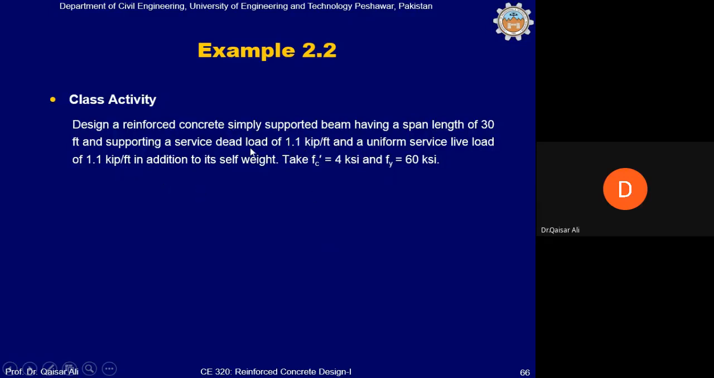So these dead loads and live loads have to be multiplied by 1.2 and 0.6 respectively, and the beam weight shall also be added to the dead load of the beam, and you can follow the steps of this example and complete this class activity at your homes, and then you can come up with questions. I would like to discuss this beam if you have done this in the next week.